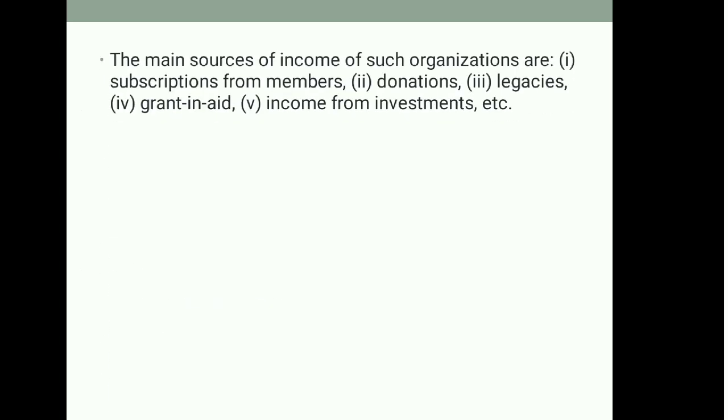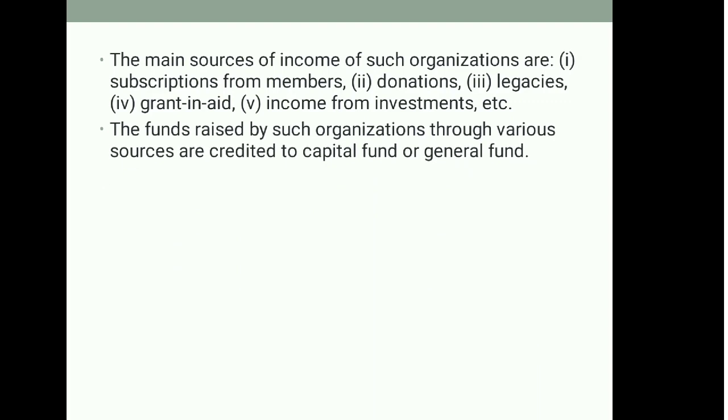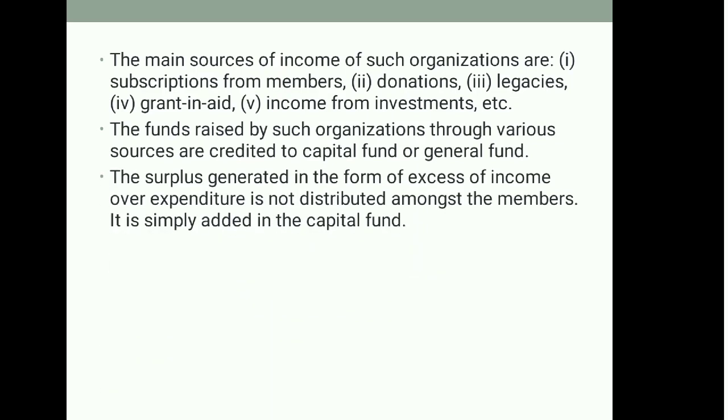The main source of income, as I've discussed earlier, of such organizations are subscriptions from members, donations, legacies, guaranteed aid, income from investment, etc. The funds raised by such organizations through various sources are credited to the capital fund or general fund. The surplus generated in the form of excess of income over expenditure is not distributed among the members. It is simply added to the capital fund.